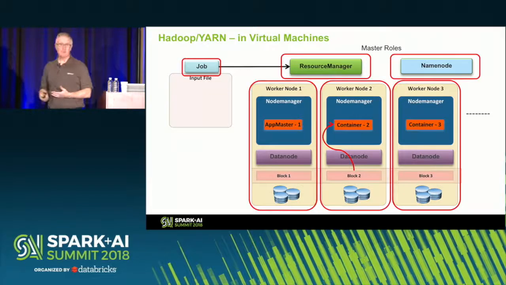Well, it's very simple. You put it into these red boxes, which I'm going to call instances or virtual machines. Those happen to be placed on servers somewhere in your data center or in the cloud, and that's all there's to it. You don't change the YARN architecture because you virtualize it in the slightest bit.